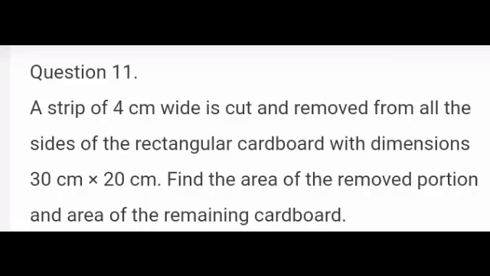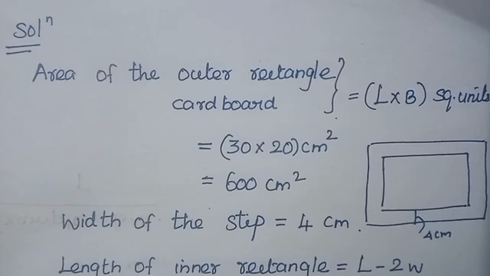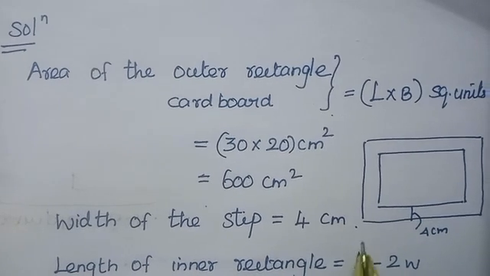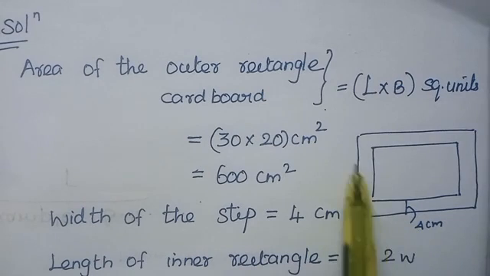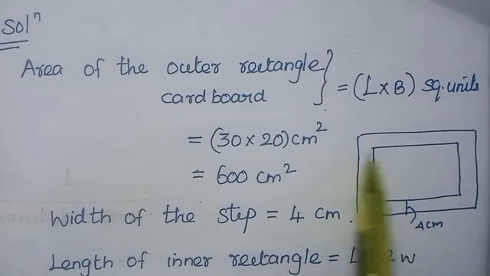Question number 11. A strip of 4 cm wide is cut and removed from all the sides of a rectangular cardboard with dimensions 30 cm into 20 cm. Find the area of the removed portion and the area of the remaining cardboard. Listen to the solution. This is the cardboard. Here the width of the strip is equal to 4 cm. This strip is cut out from this cardboard.